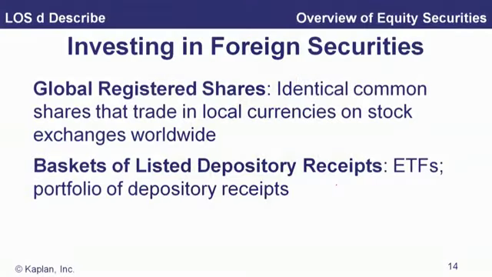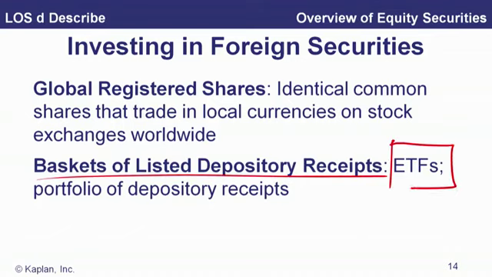So an ADR, American Depository Receipt, in terms of volume, I still think is the largest single type of depository receipt, and a fairly efficient way to gain access to foreign equities. Then there are global registered shares, where you have shares that trade on different exchanges, so you don't have to trade your stock just in one place. And a basket of listed depository receipts.